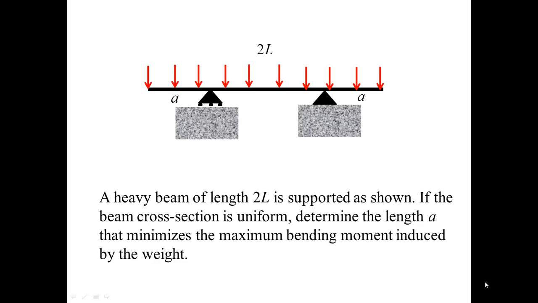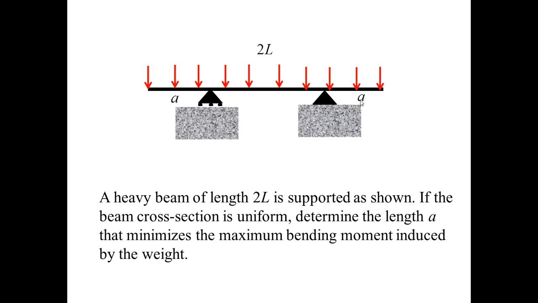In this problem, a heavy beam of length 2L is supported by a roller on the left and a pin on the right. The configuration is symmetric, so that there are two overhangs, each of length A, and our task is to choose the length of the overhangs so that the maximum bending moment induced by the weight is minimized.